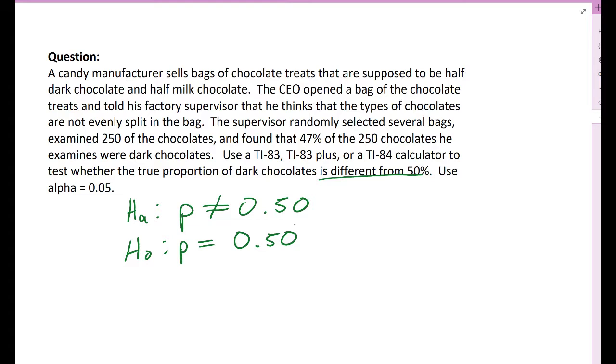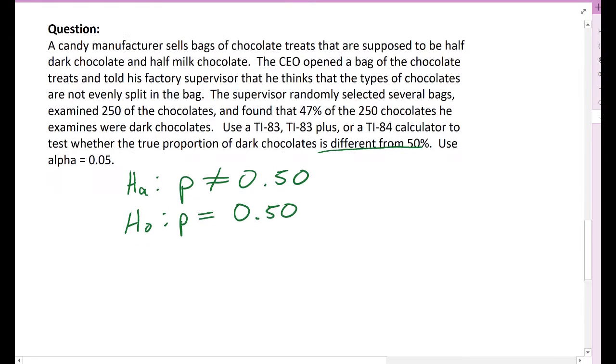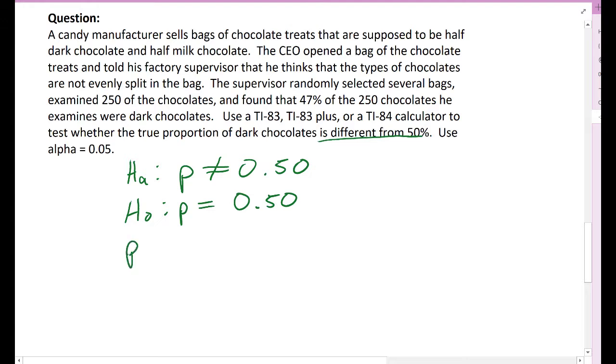If you click on one prop z-test, there are some things that we need to input to the calculator. What are these things? Let's see. So we need a p naught. This is your hypothesized proportion. This comes from your hypothesis. So our p sub 0 is 0.50. You need an x and an n. Well, your n is your sample size. Your n is 250. There's a total of 250 chocolates that were selected. But 47% of those chocolates were dark chocolates.